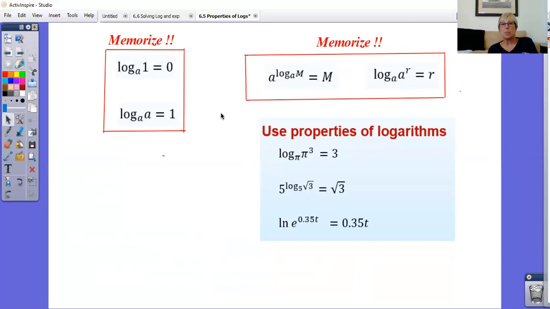So memorize these properties. Examples of that: I have a log base pi, and in the argument is an exponential expression with base pi. Everything will cancel out. 3 is my answer. I have an exponential with a logarithm in the exponent position with the same base, square root of 3. Now, we'll get more into this, but a natural log and an e are inverses of each other, and you're left with 0.35t. You can kind of think they'll cancel out.